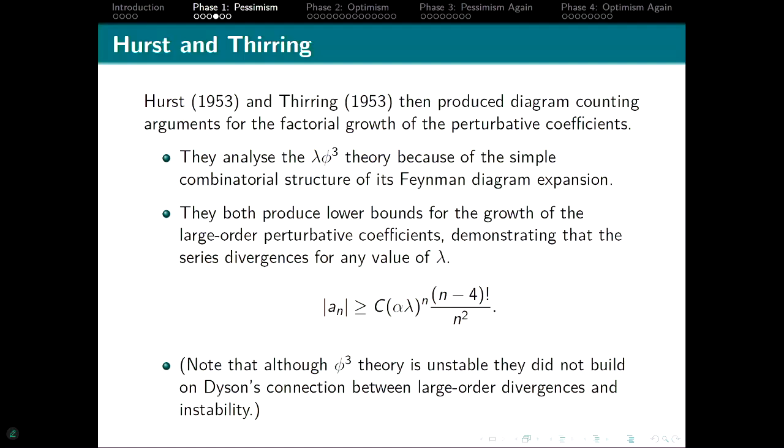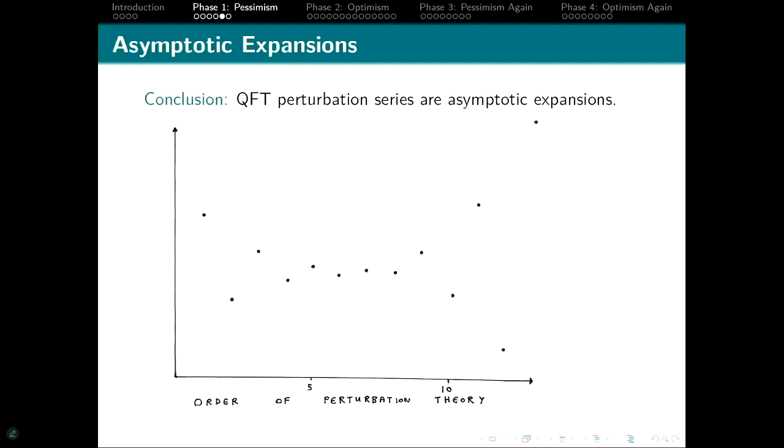Just a note here, this phi to the 3 theory is also unstable. Its potential isn't bounded from below, so there is a connection here to the Dyson argument, but they didn't really point that out at the time. This was a purely formal, diagram counting approach.